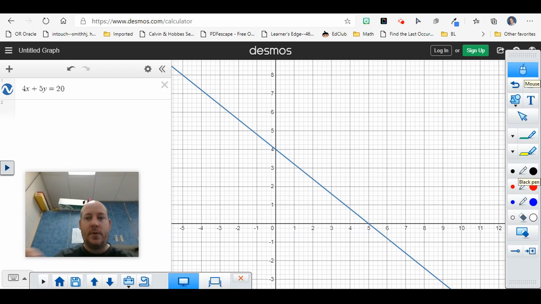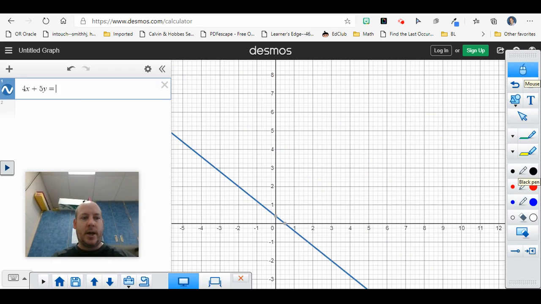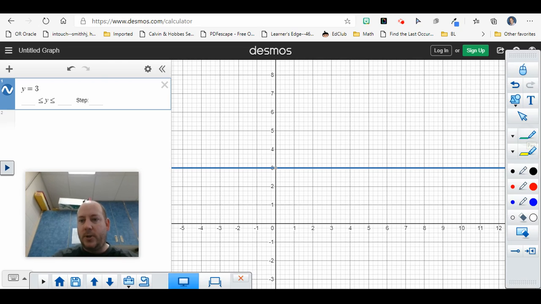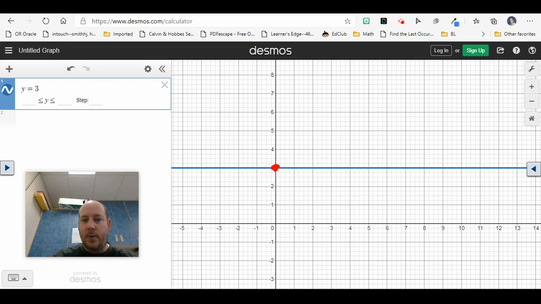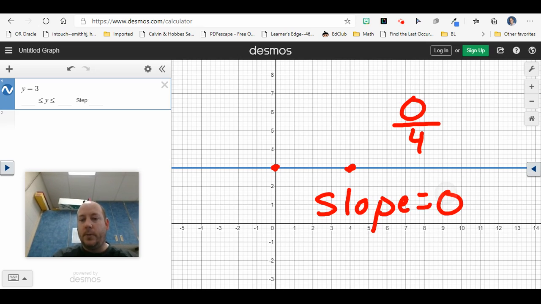If I have that horizontal line, like y equals 3, for example, you'll notice that there's no rise, right? If I want to go from there to there, for example, I'd go 1, 2, 3, 4 to the right, so my run is 4, my rise is 0. So we'd say that has a slope of 0. There's no rise, and my numerator in the fraction is 0.